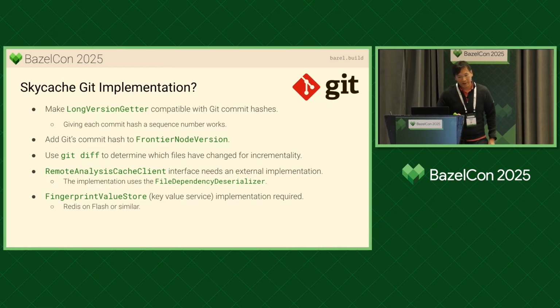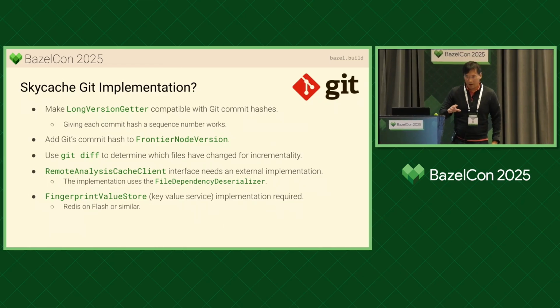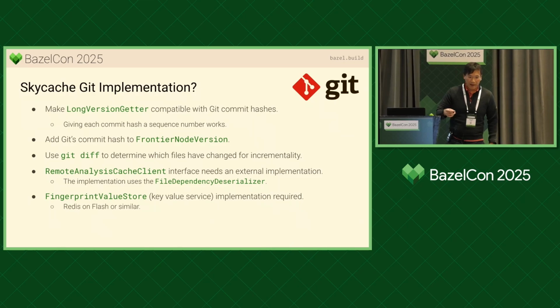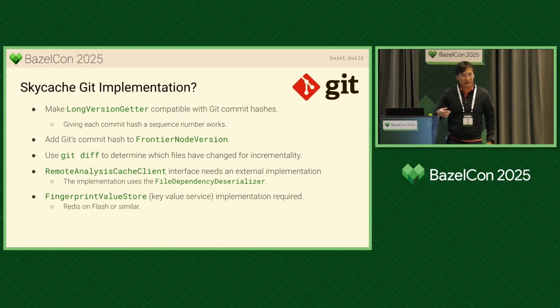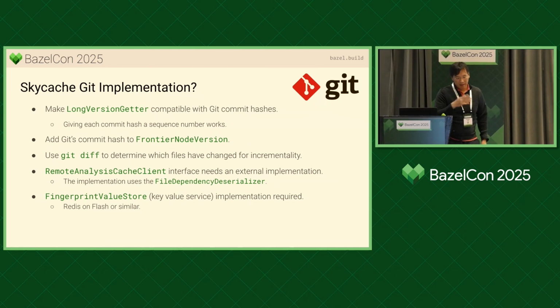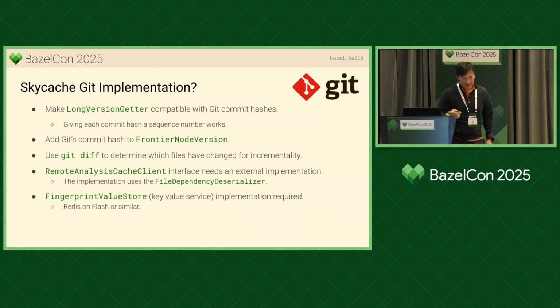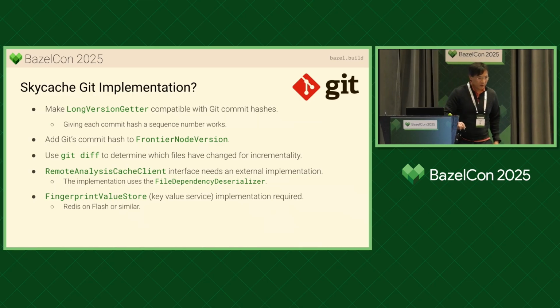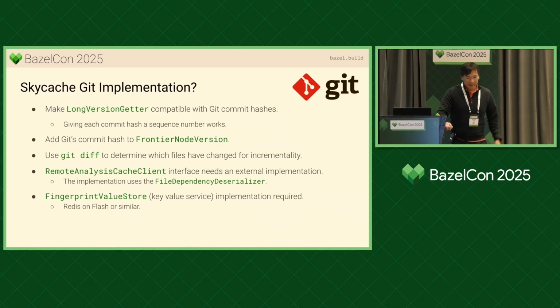So I heard that this was a question on a lot of people's minds: how do we get Skycache to work with Git? It's built on top of Piper right now. I've identified the classes here that are the exact classes. These are all open source classes that you would have to use. There's this long version getter.